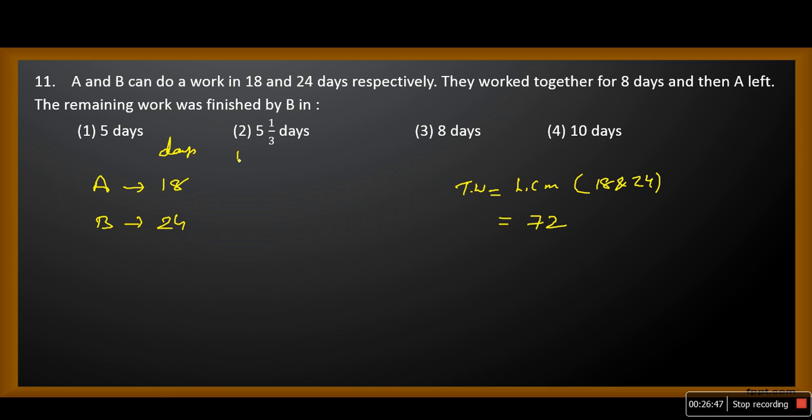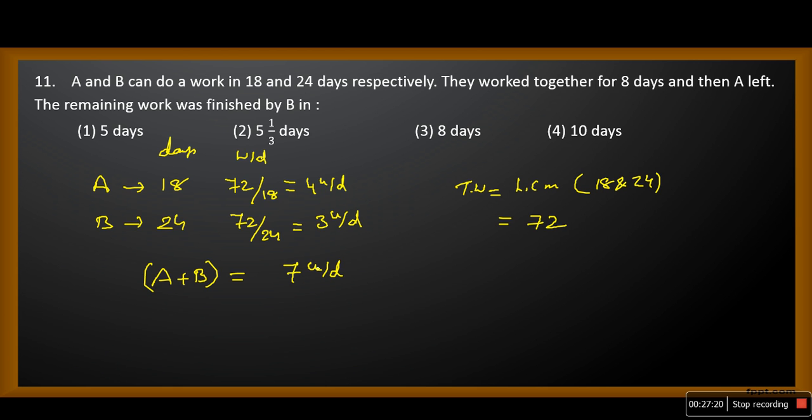It means work done per day, let us find. A takes 18 days to complete 72 units. This is the total work. Per day, it means 72 by the total number of days that A took. 72 by 18 equals 4 units per day. A does 4 units per day. Similarly, B will do 72 by 24, which equals 3 units per day. A and B together will do how many units per day? 7 units per day.